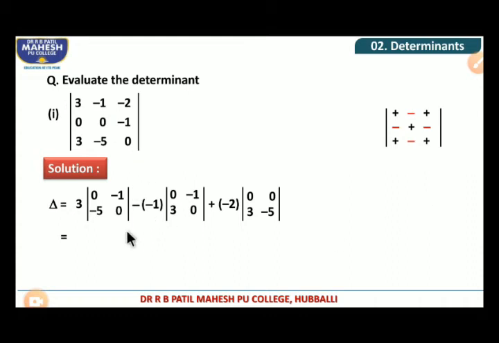Now we can simplify this one. So 3 into the bracket of 0 into 0, minus minus 5 into minus 1, which is 5. Therefore 0 minus 5, minus into minus 1 becomes plus 1, and into the bracket of 0 minus 3 into minus 1 is minus 3, so it is 0 plus 3, because 0 minus of minus 3 becomes 0 plus 3. Next, plus into minus 2 is minus 2 into the bracket of 0 minus 0.